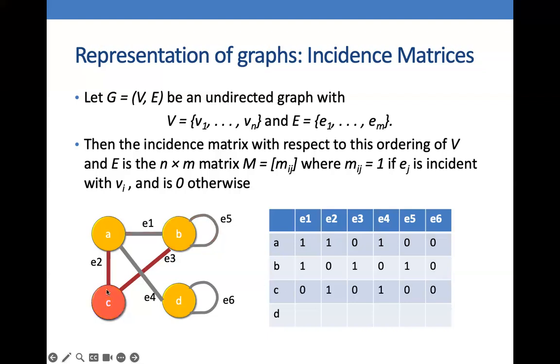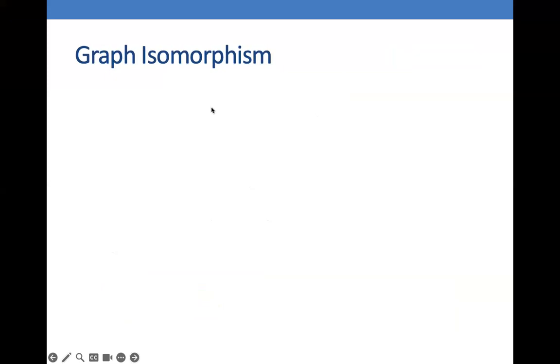C is incident with edges E2 and then E3, so it is adjacent with A and B. As you can see, we set this as 1, and the rest are zeros. So for D, D is incident with edges E4 and then E6. So we set E4 and then E6 as 1 for D. Okay, so yeah, that's it.